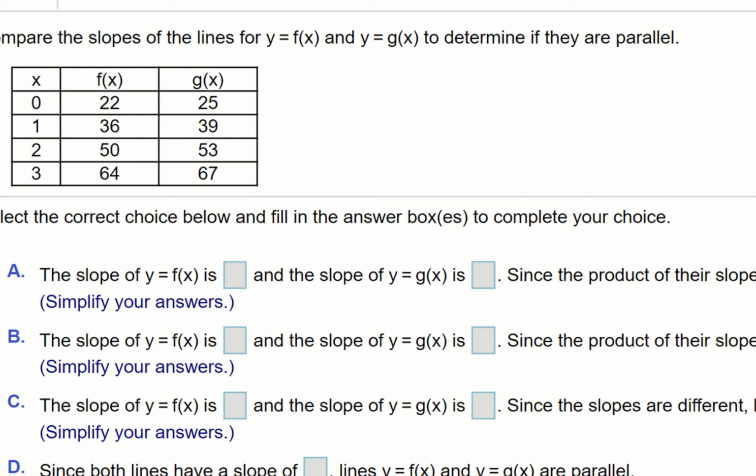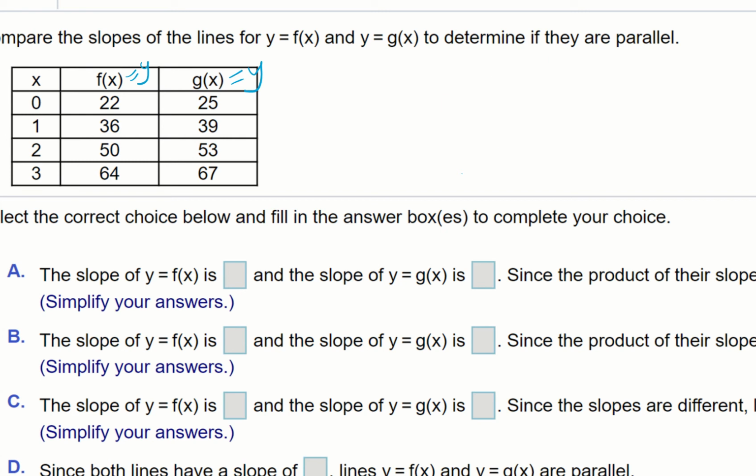And so when you see f of x, this is the same thing as the y coordinate. G of x, that's the same thing as another y coordinate, but it's for a different line. It's not for the same line, okay? Because you have two different lines going on here. And you want to figure out if f of x and g of x are parallel or not, okay? So you have two different lines that you're dealing with. And so that's why we have so many columns, okay?